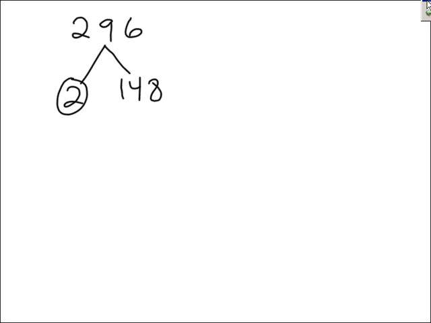Suppose you have the number 296. First you should realize, well, it's even, so 2 goes into it. And 2 into 296 is 148. 2 is prime. If you didn't know that, you do long division. 2 into 296: 2 into 2 is 1, no remainder; 2 into 9 is 4, remainder 1; 2 into 16 is 8.